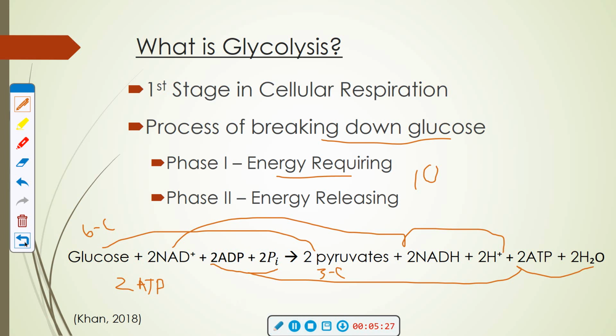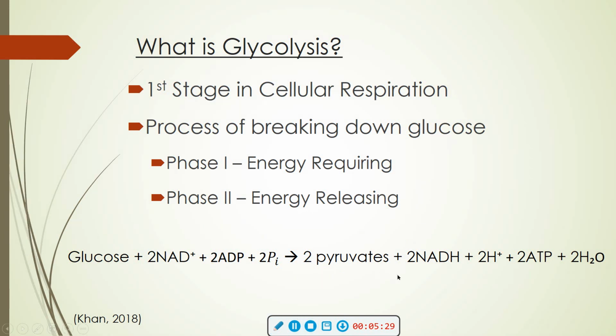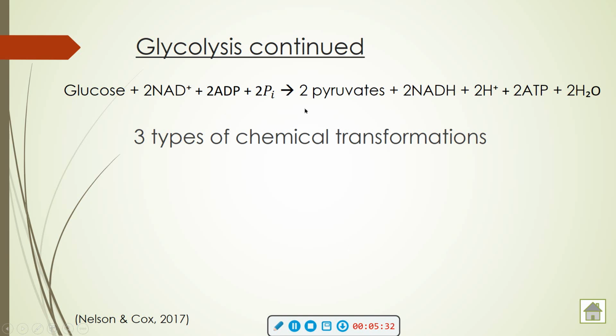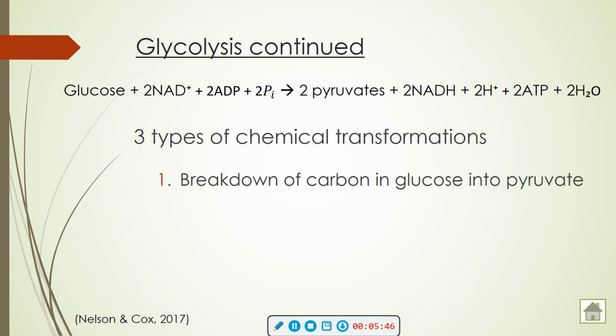So let's keep summarizing, I should say. Again, here is our formula, our chemical equation, our reaction that shows what happens. So overall, the 3 chemical transformations is what I previously mentioned. 1, it breaks this carbon. Again, it is a 6-carbon molecule, and it breaks it down into 3-carbon molecules. So 2 3-carbon molecules.